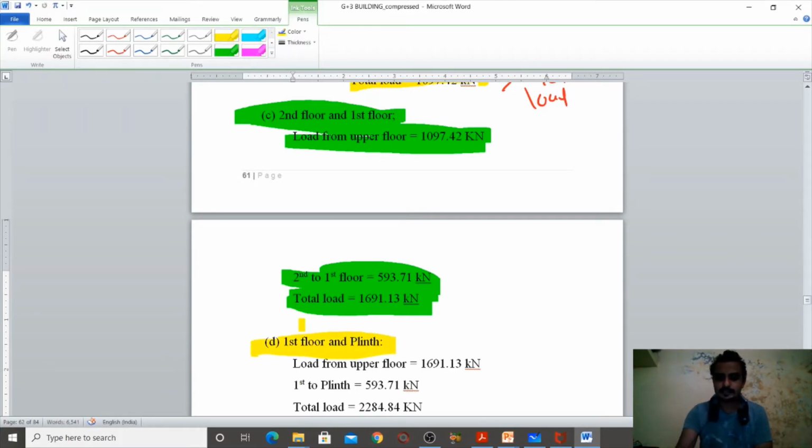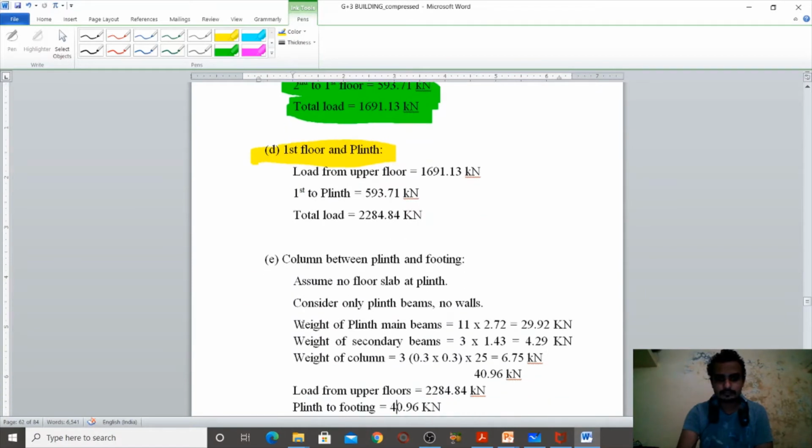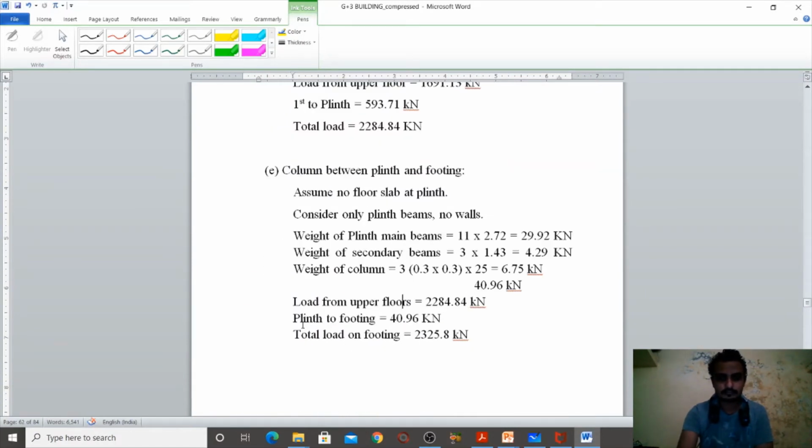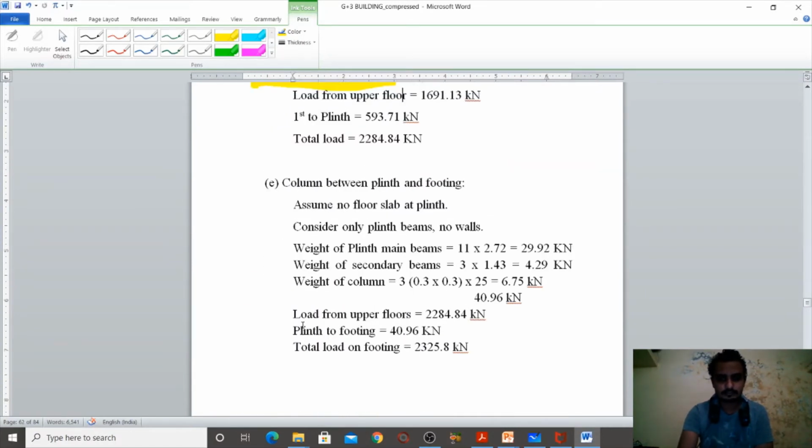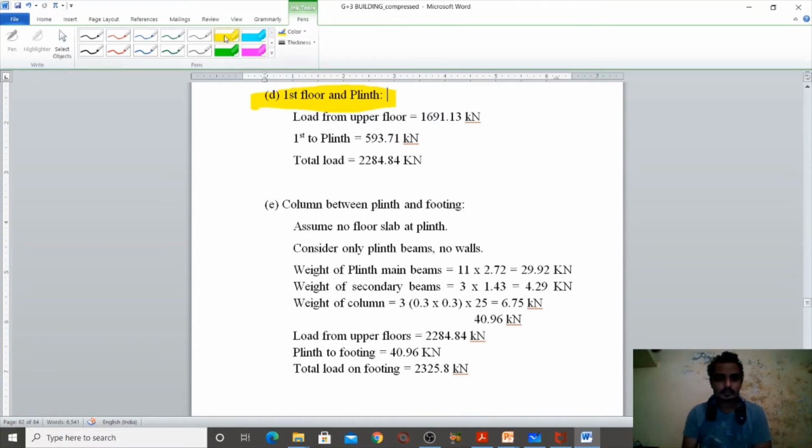First floor and plinth. So load from upper floor 1691.30 kilonewton. First plinth 593.71, total load 2284.84 kilonewton. Column between the plinth and footing: assume no floor slab at plinth, consider only plinth beam, no walls.